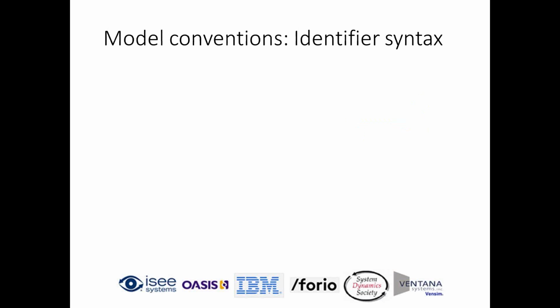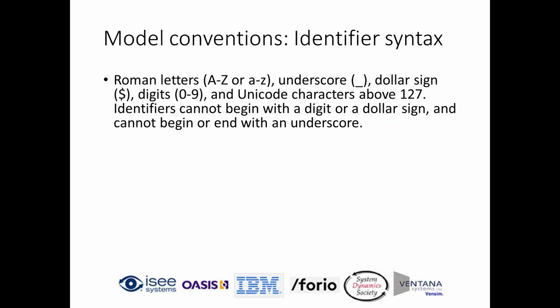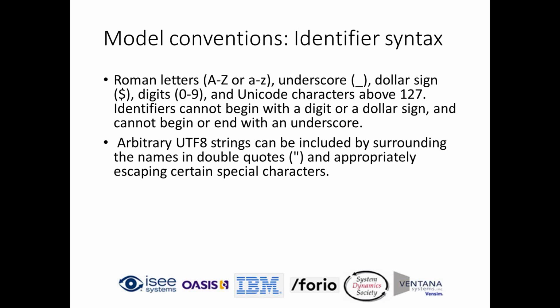Let me talk a little about some technical details. Identifier syntax. Identifiers are standard letters, underscore, $, digits, and Unicode. Unicode is sort of international characters. Identifiers can't begin with a digit or $, and they can't begin or end with an underscore. What's great is that you can do arbitrary UTF-8 strings. UTF-8 is the Unicode, the international character set. You just use quotes. So if your variable name is A through Z and numbers, you don't need quotes. If you're going to have other kinds of characters, especially international characters or punctuation, just put them in quotes.